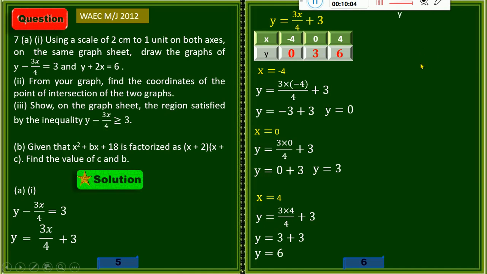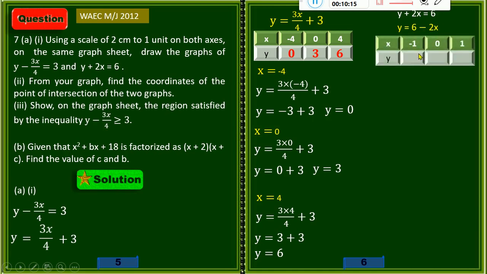Then we're going to get that for the second equation. So y plus 2x is equal to 6. You make y the subject. y is equal to 6 minus 2x. And then we're going to take our values from minus 1 to plus 1. So when x is minus 1, we replace x by minus 1 in this equation. So we have that. On simplification, I have 6 plus 2. So y is equal to 8.